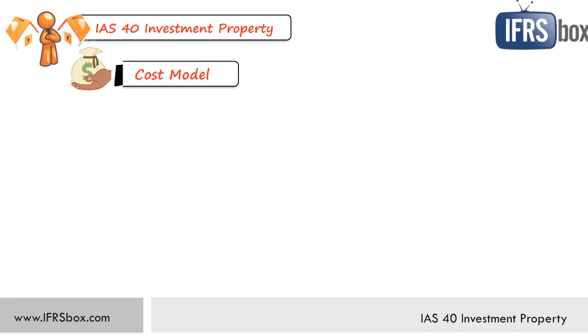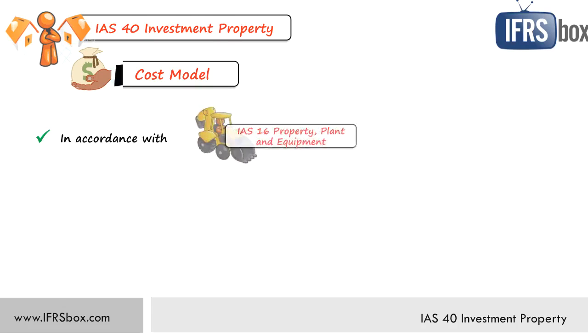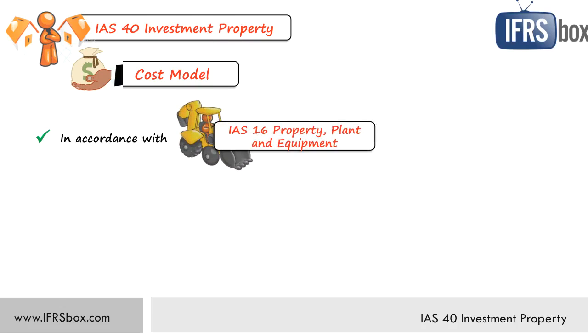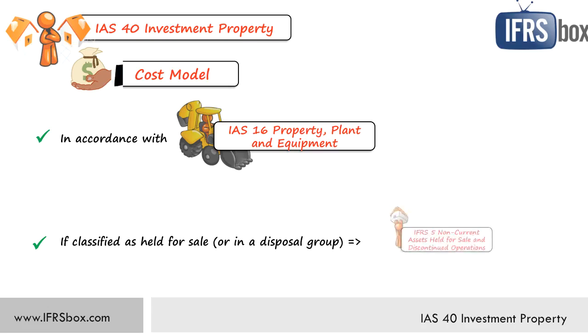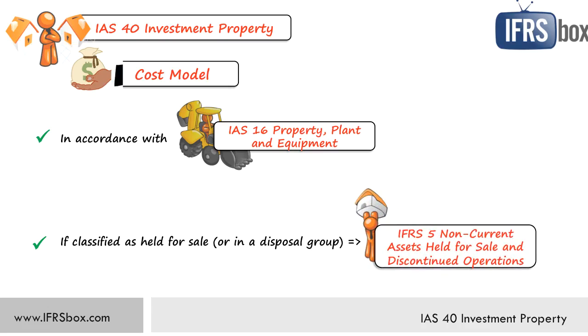The second choice is a cost model, and we will not explain it in detail here because you should look to the standard IAS 16 property, plant and equipment. The standard IAS 40 refers you there too. If an asset is classified as held for sale or in a disposal group, then you should apply IFRS 5, non-current assets held for sale and discontinued operations.